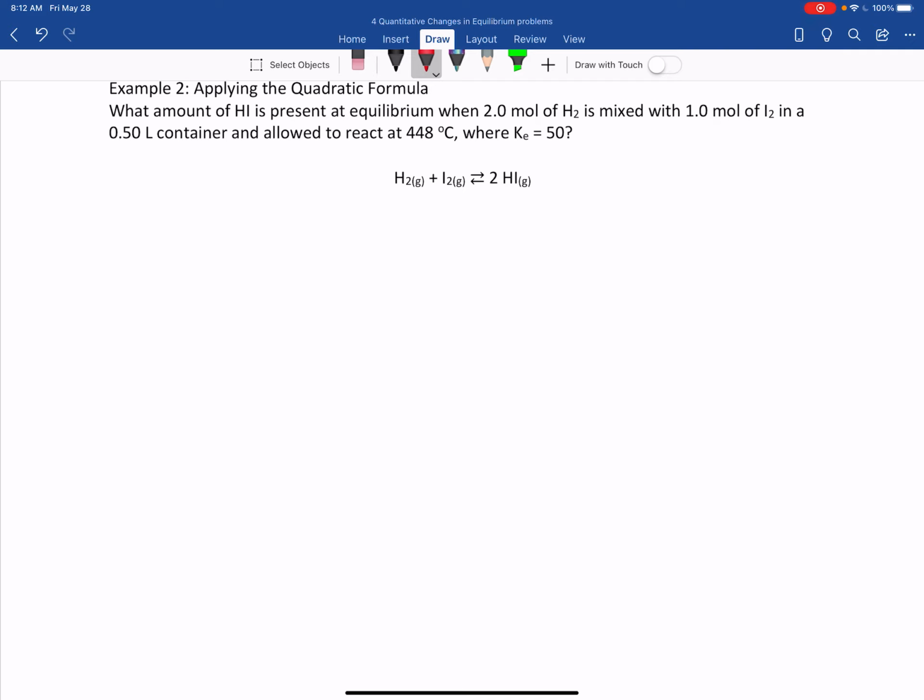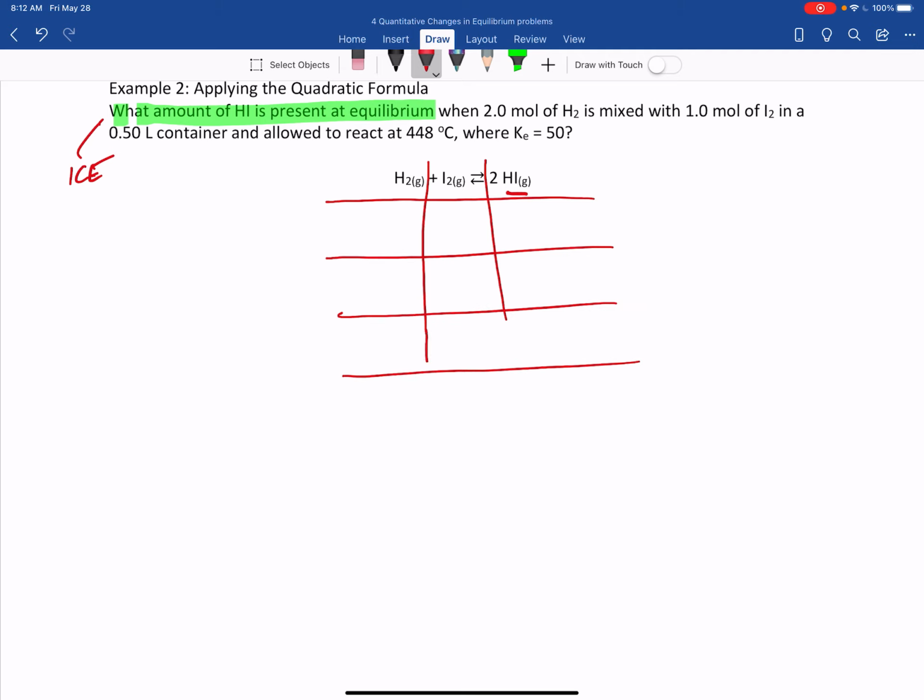So what amount of hydrogen iodide is present at equilibrium given the following conditions? And I'm using hydrogen iodide here, not hydroiodic acid, because it's a gas. For it to be an acid, it would have to have aqueous beside it. Because the question is very straightforward, what amount is present at equilibrium, this tells us right off the bat, use an ice table. So let's use the setup that we have here. We'll go I, C, and E, because the ice table helps us to see the values we have.